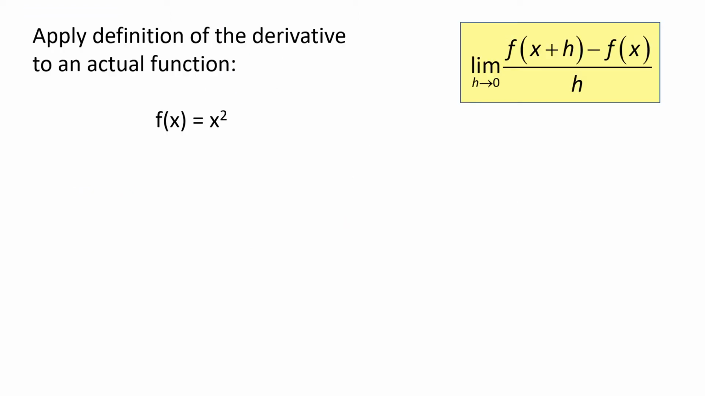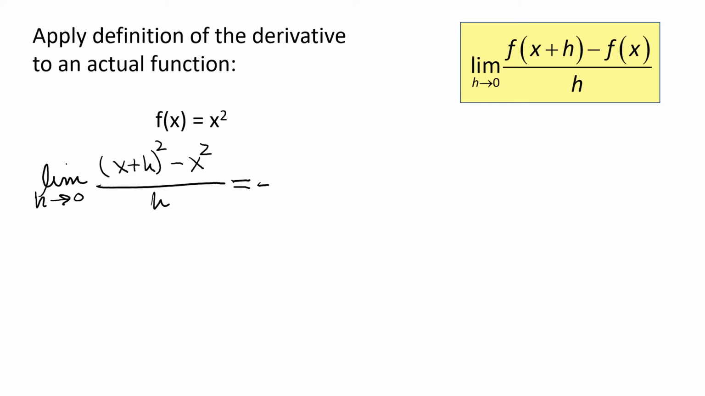All right, so let's apply the definition of the derivative to an actual function. And we're going to do a couple of examples, and then we're going to develop an algorithm for the derivative of a polynomial. All right, so f of x, we're going to use this definition, we're going to take the limit as h goes to 0 of x plus h squared minus x squared over h. And it's very difficult to take the limit as h goes to 0 with it in this form because you're going to get division by 0. So we have to alter it just a little bit, and that's exactly what we're going to do.